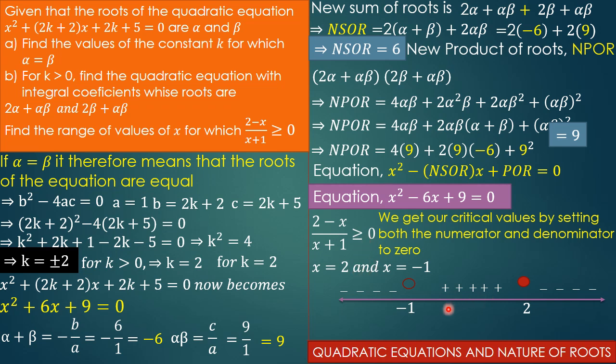Then friends, which region are we interested in now? Keep in mind that our inequality here is what? A greater than or equal to. So we need those regions that have given us what? Positive signs, and it's from -1 to 2.